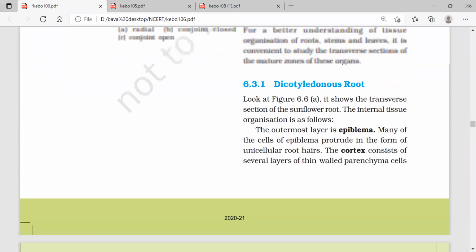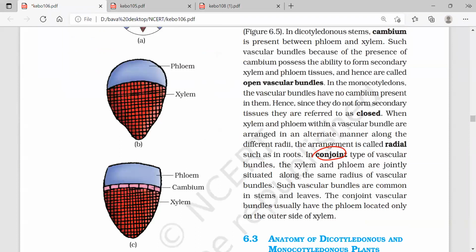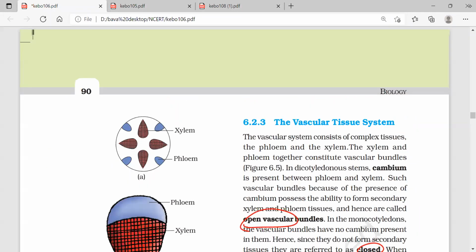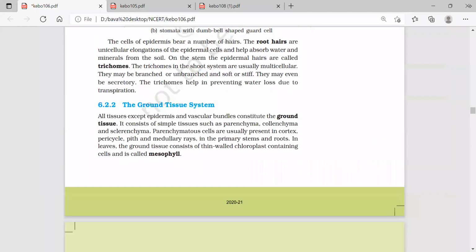Okay, right. And then what is conjoined, what is radial, what is closed, what is open vascular bundle? Okay, what we discussed, what are trichomes, what are the characteristic features of trichomes, functions of trichomes.